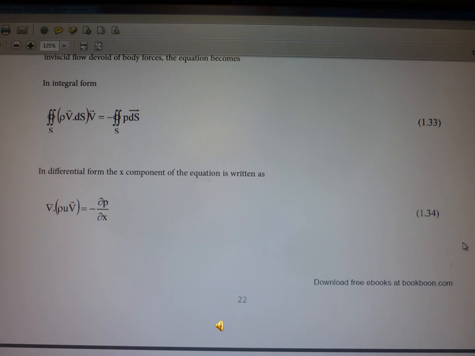In this case, we can also write down the integral form. So the surface integral of rho V dot dS V is equal to minus the surface integral of p dS, so the integral del rho u V is equal to minus del p by del x.